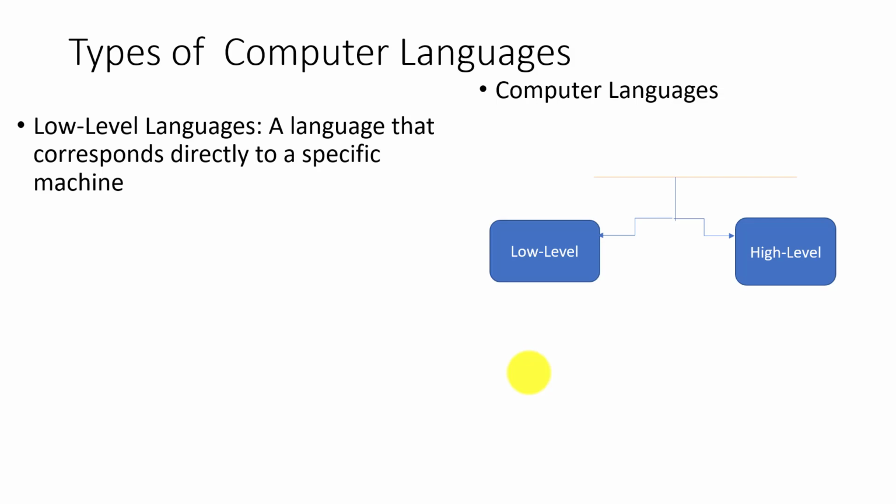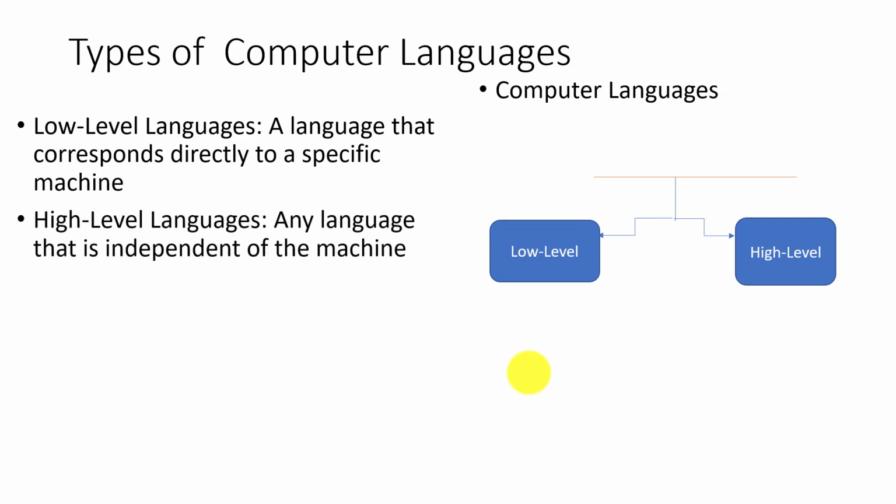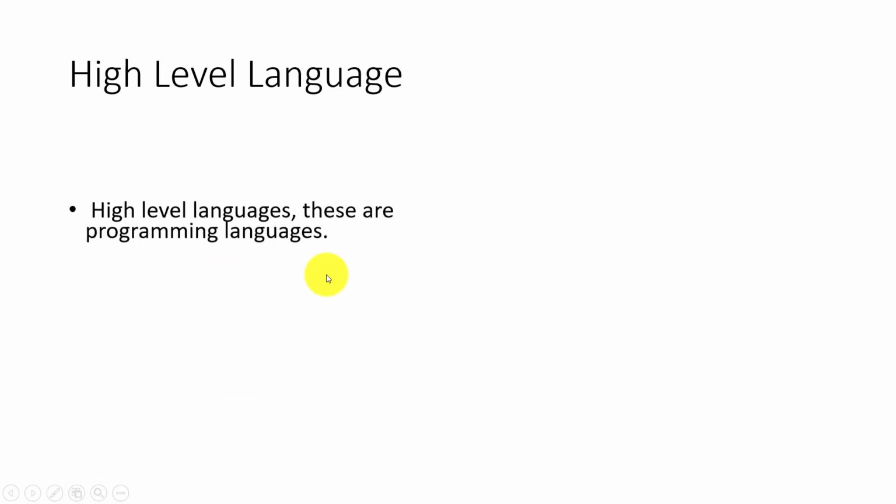But computer language is divided into two parts, that is low level and high level. Now what is low level and what is high level? First of all, low level is the language that corresponds to a specific machine only, or corresponds to the machine code only. The high level language can be any language which is independent of the machine.